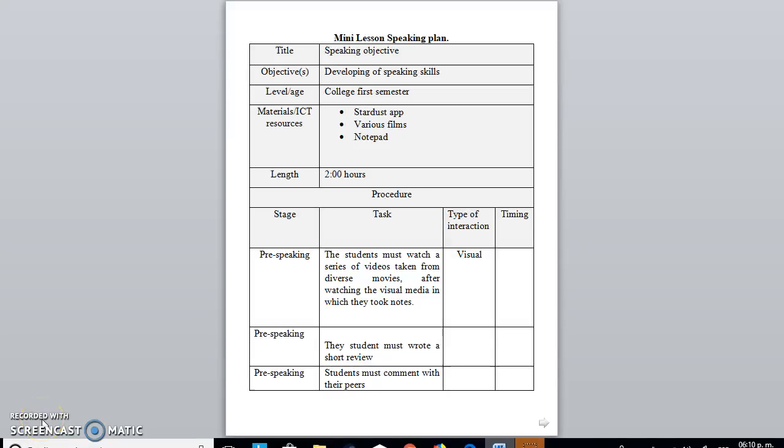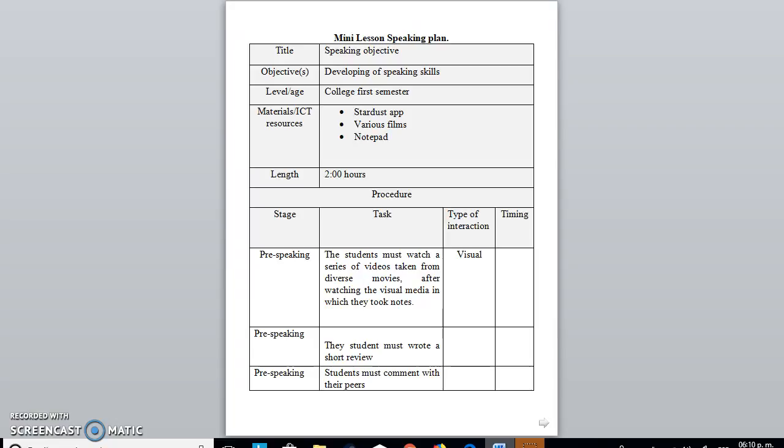Mini lesson speaking plan. The title is speaking objective, and the objective is developing speaking skills. This was considered for college first semesters, but it can also be used for students of middle, even a late level.